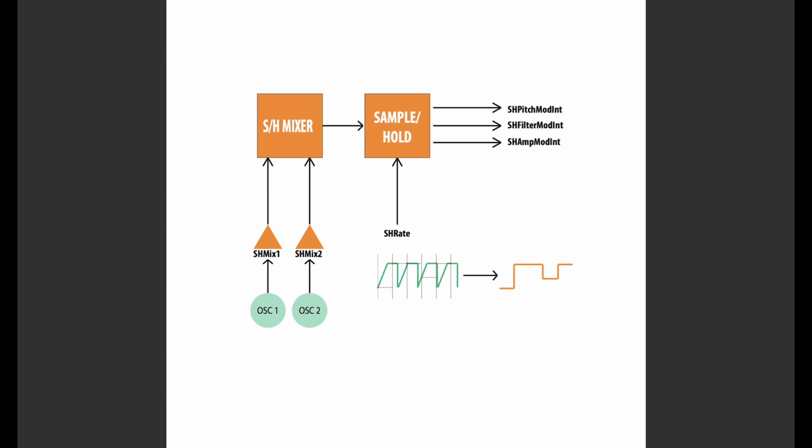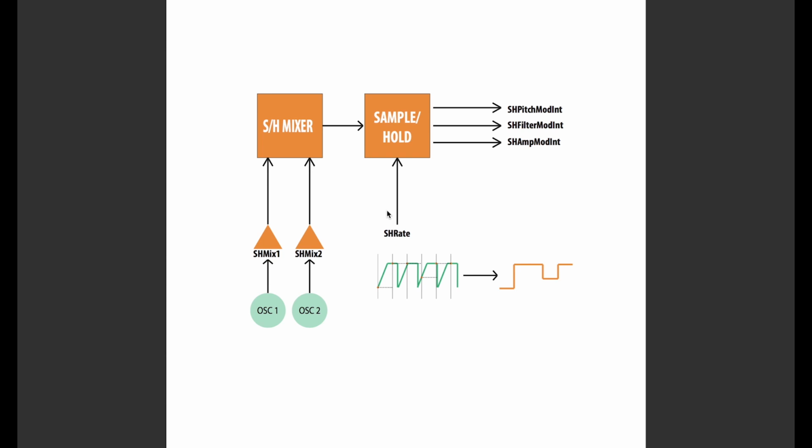So before going into the ARP, I wanted to go quickly over the sample and hold oscillator that we designed and chose to add to our synth for this final project. The way that it works is you have oscillator 1 and oscillator 2 as sources that are fed to the sample and hold mixer in some amount each. And that mixed waveform is then sampled at a new rate defined by SH rate here.